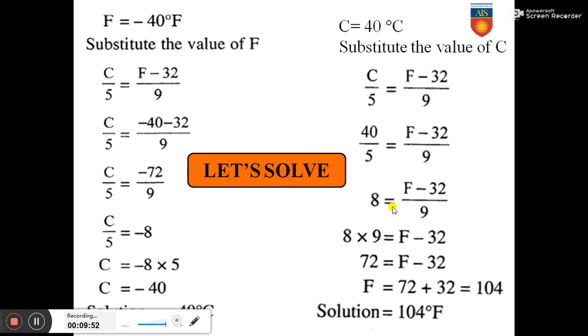Now we are bringing the 9 in the numerator region. So 8 into 9 is equal to F minus 32. 9 8s are 72. So 72 is equal to F minus 32. F is equal to, hence you are bringing the 32 over here, so 72 plus 32 and it becomes 104. So the solution is 104 degrees Fahrenheit. So now we know C, which is 40 degrees Celsius, is equal to 104 degree Fahrenheit, and minus 40 degree Fahrenheit is equal to minus 40 degrees Celsius. We have now converted between Fahrenheit and Celsius scales.